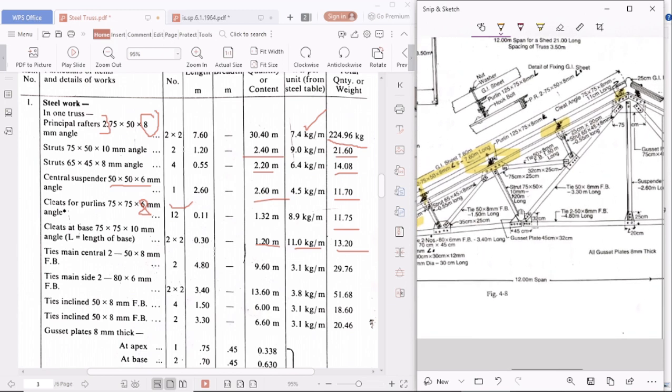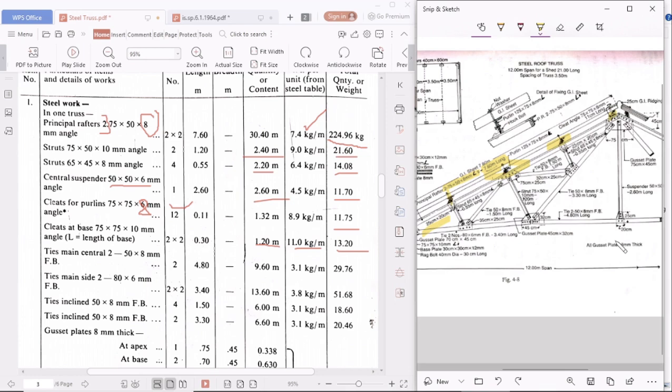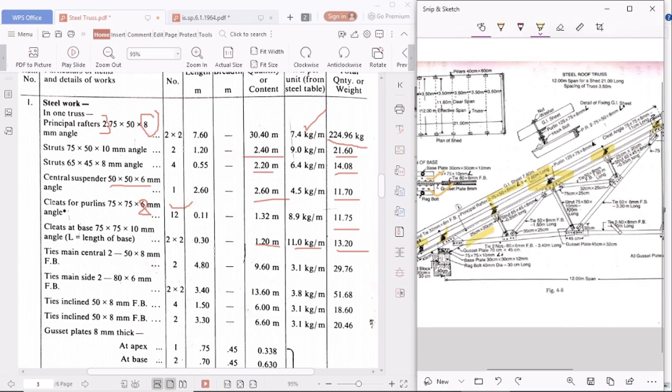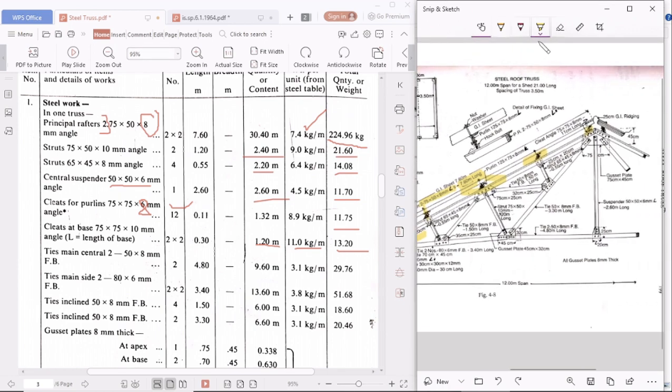So ties for the main central. The central is 50 into 50 into 8 mm ties. Here this one they are talking about, this one which is supporting the central part. This is the tie. Okay, that is 2 in number, they are given 2 in number, 50 into 8 mm. Which are here, one and another I'll show. So this part from here to here, this is one tie. The same tie, another at this section will be there, but it is not shown. Okay, it's cut, another continuous portion is there.